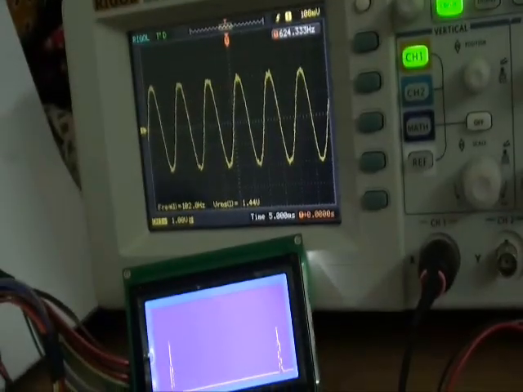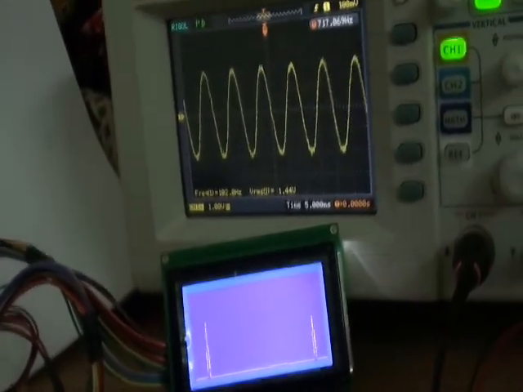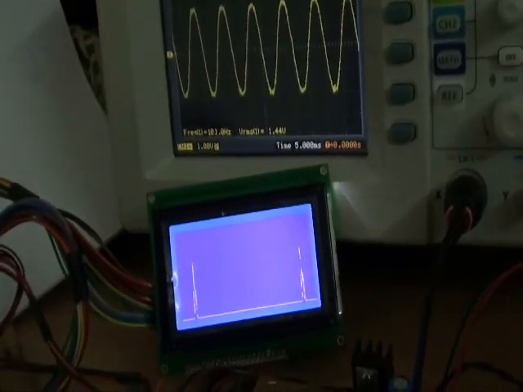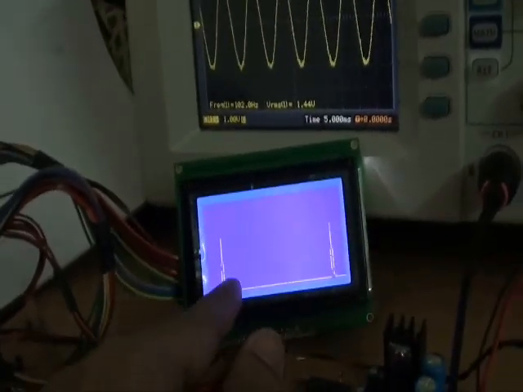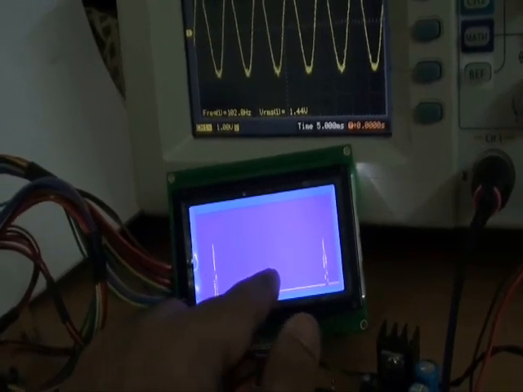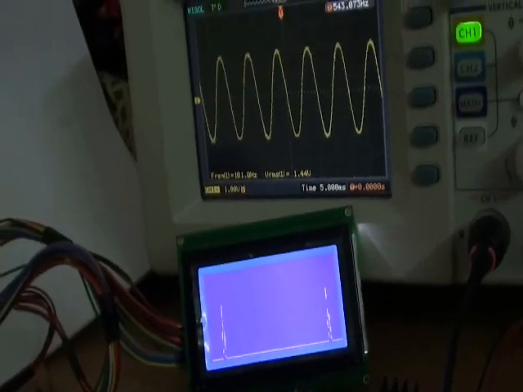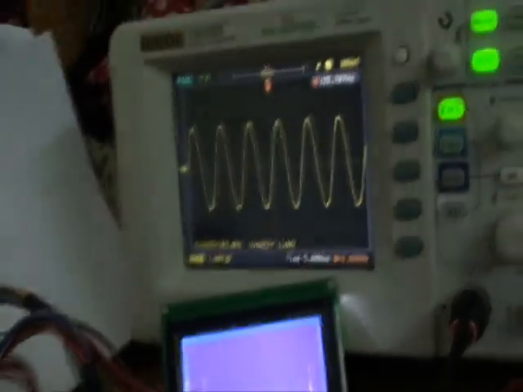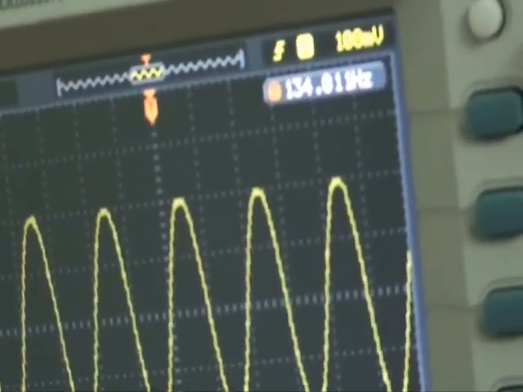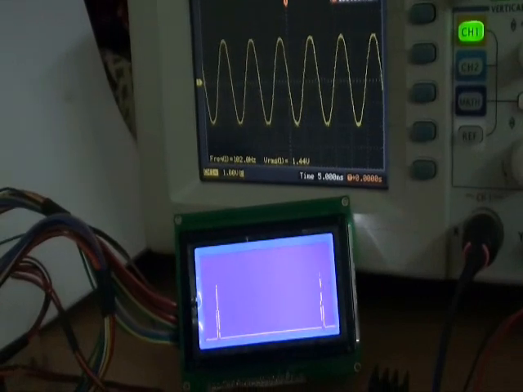So let's change the frequency and see how the peak changes. If I increase the frequency, it is supposed to shift this way, and if I reduce it, it will shift towards the left side. So let me change it. As you can see, my current frequency is about 136 hertz, and the spectrum you can see over here.